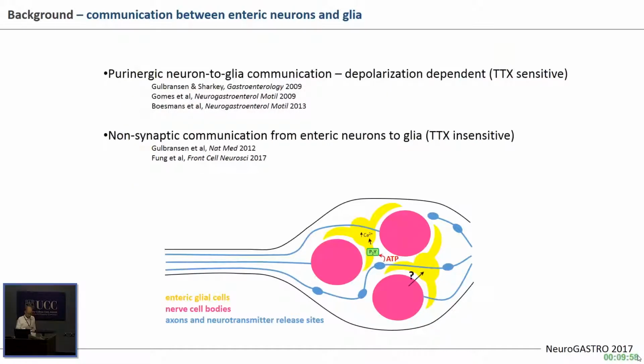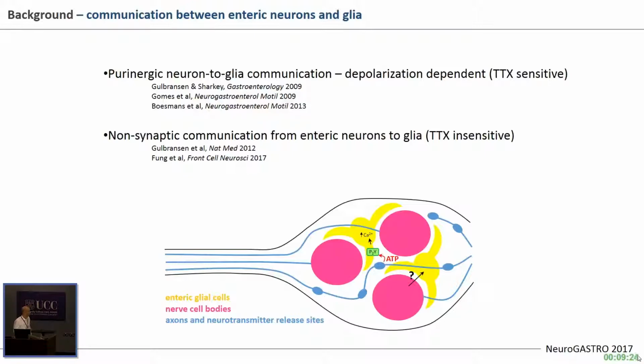Now, there's communication between enteric neurons and glial cells, and there's some evidence from a while ago, and this one is quite well established, that there is purinergic communication from neurons to glial cells, which is depolarization dependent, so we can block that with TTX. This was first established in the lab of Professor Sharkey. When there's neuronal activity, there is neurotransmitter release, together with purine release, which activates P2 receptors on enteric glial cells, giving calcium rises in enteric glial cells.